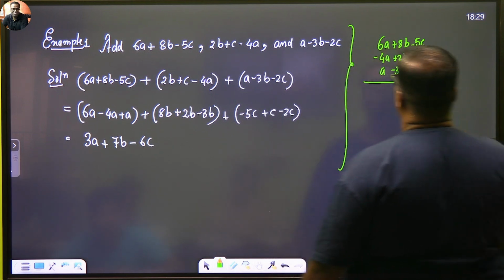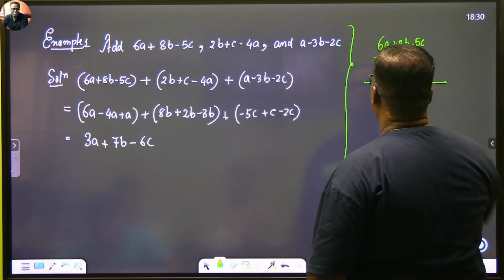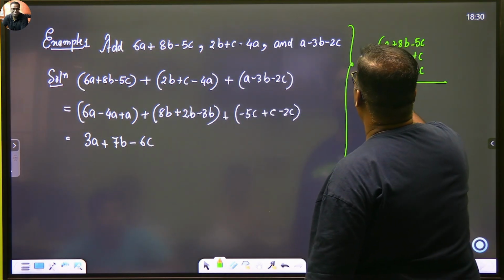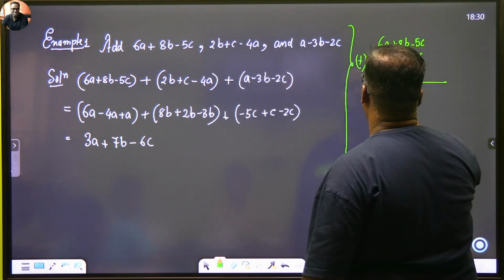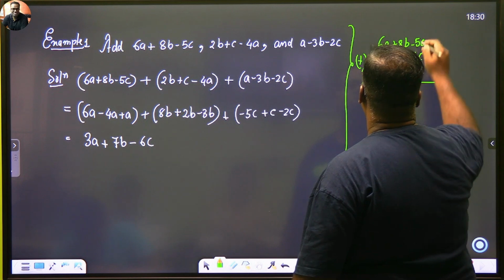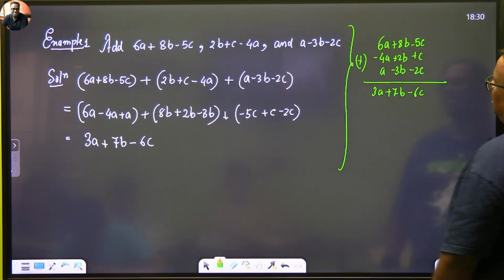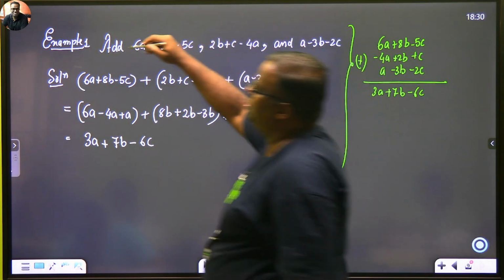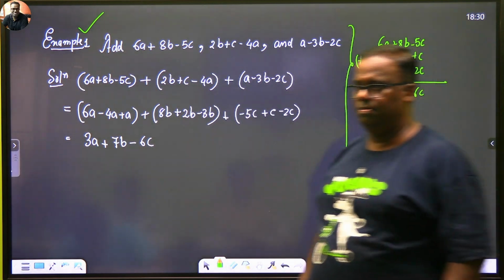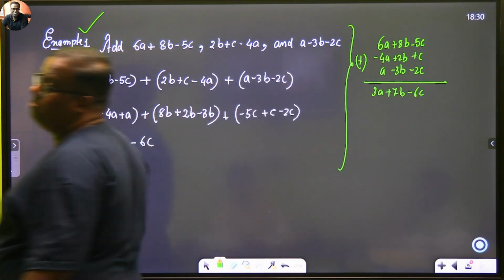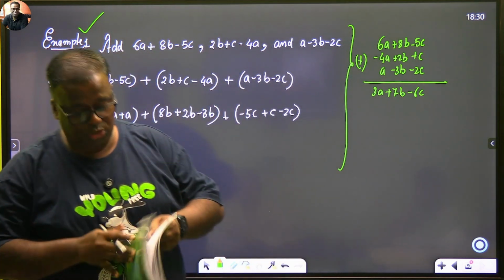Now just add them. 6a minus 4a, 2a. 2a plus a is 3a. The overall problem is a positive addition problem. 8 plus 2, 10. 10 minus 3 is 7. Minus 5 minus 2 minus 7. 6. You should do problem in this way because later on in higher classes, this is what is required. Have you understood? We will be meeting each other with mathematics next Monday.